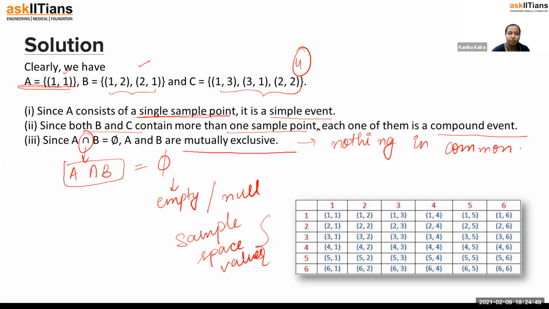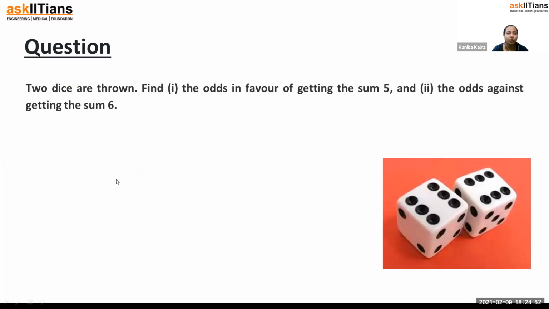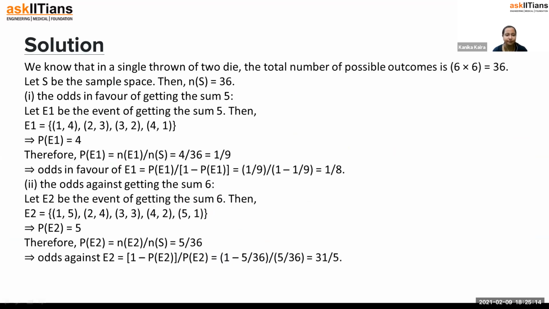Fine. Now let's move further. Two dice are thrown. Find the odds in favor of getting the sum 5 and odds against getting the sum 6. So you have to check which numbers can get the sum as 5 and which numbers can get the sum as 6. So let's look at the possibilities. S is the sample space. We know that there are 36 elements.